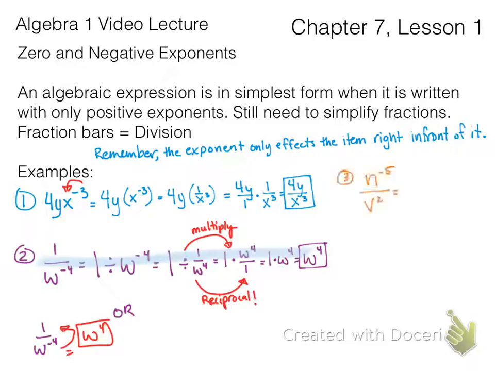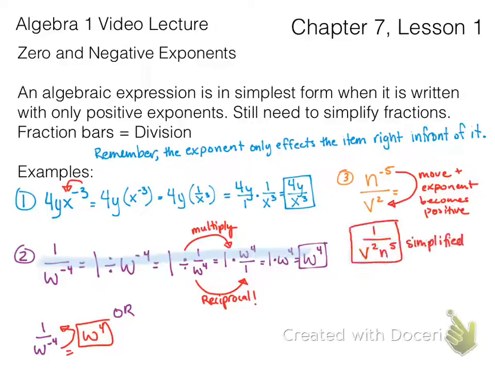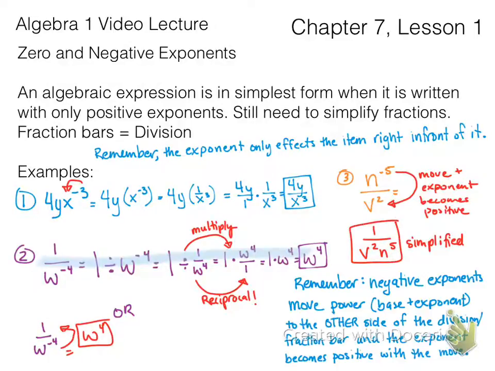All right, next up, we have n to the negative fifth over v to the second. Remember, the negative exponent moves that whole power to the other side. Since n to the negative fifth is on top, it goes to the bottom, moves the exponent, becomes positive, and we have 1 over v to the second, n to the fifth, which is simplified. All right, remember, negative exponents move powers. Same note as on the last slide. So yeah, there you go.